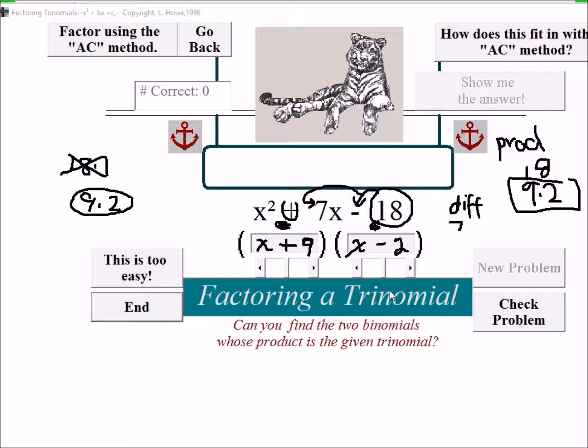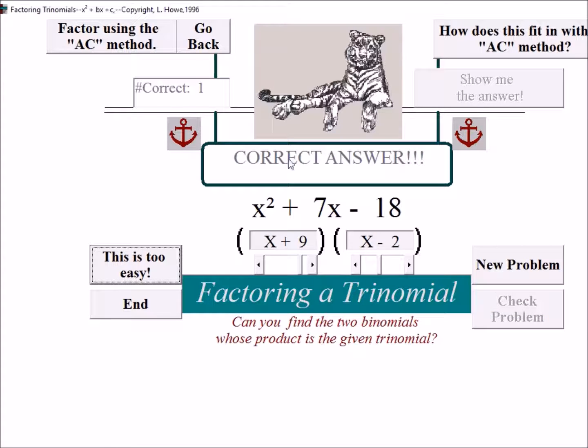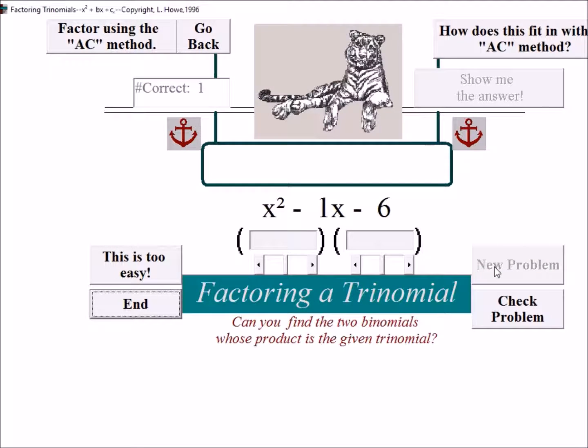Hope you followed that. I'm going to minimize this now and then put that in. x plus 9 and x minus 2. When you go to the left, you get the negatives. When you go to the right, you get the positives. It would count it correct if you said x minus 2 and x plus 9, because multiplication is commutative. It wouldn't matter which quantity goes first. Check, we win. Let's do another problem.